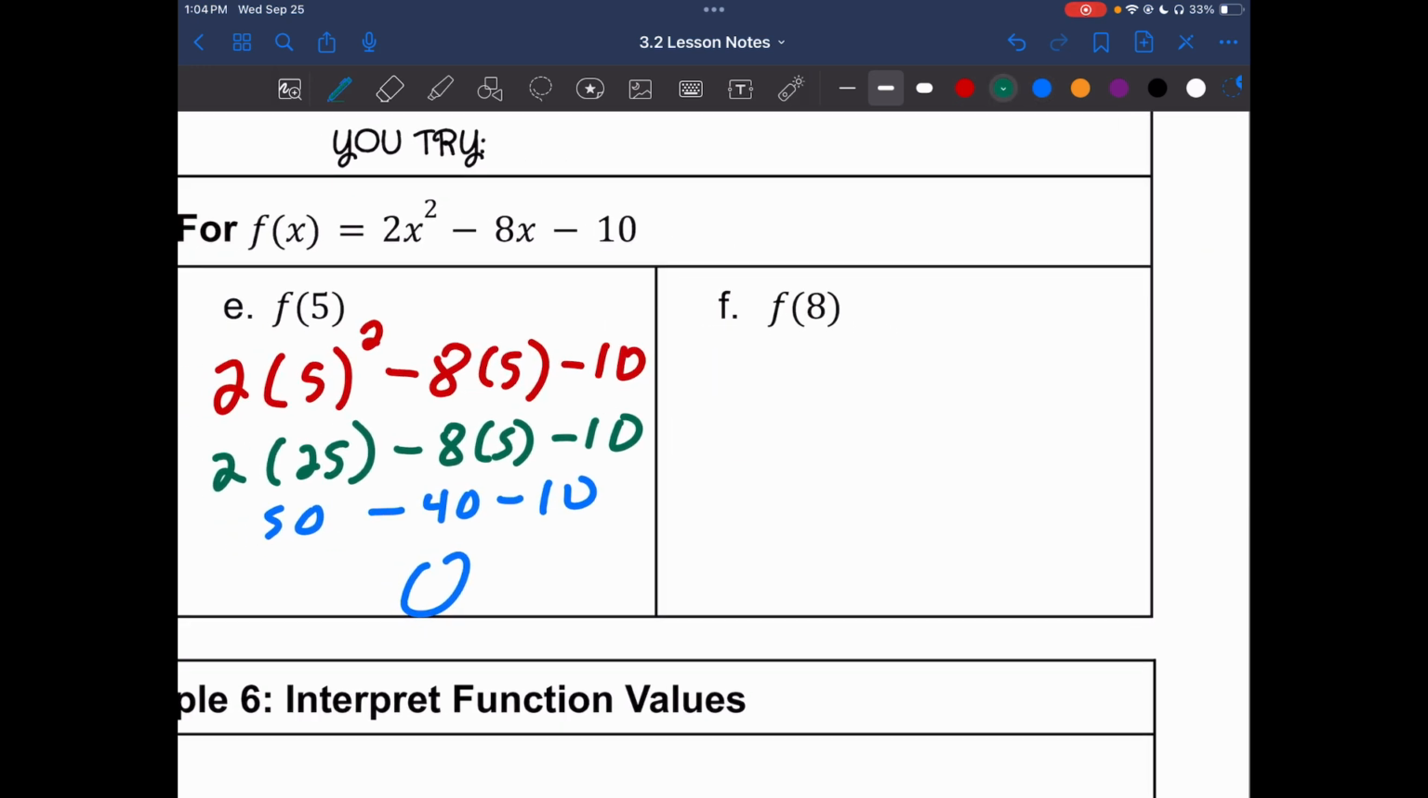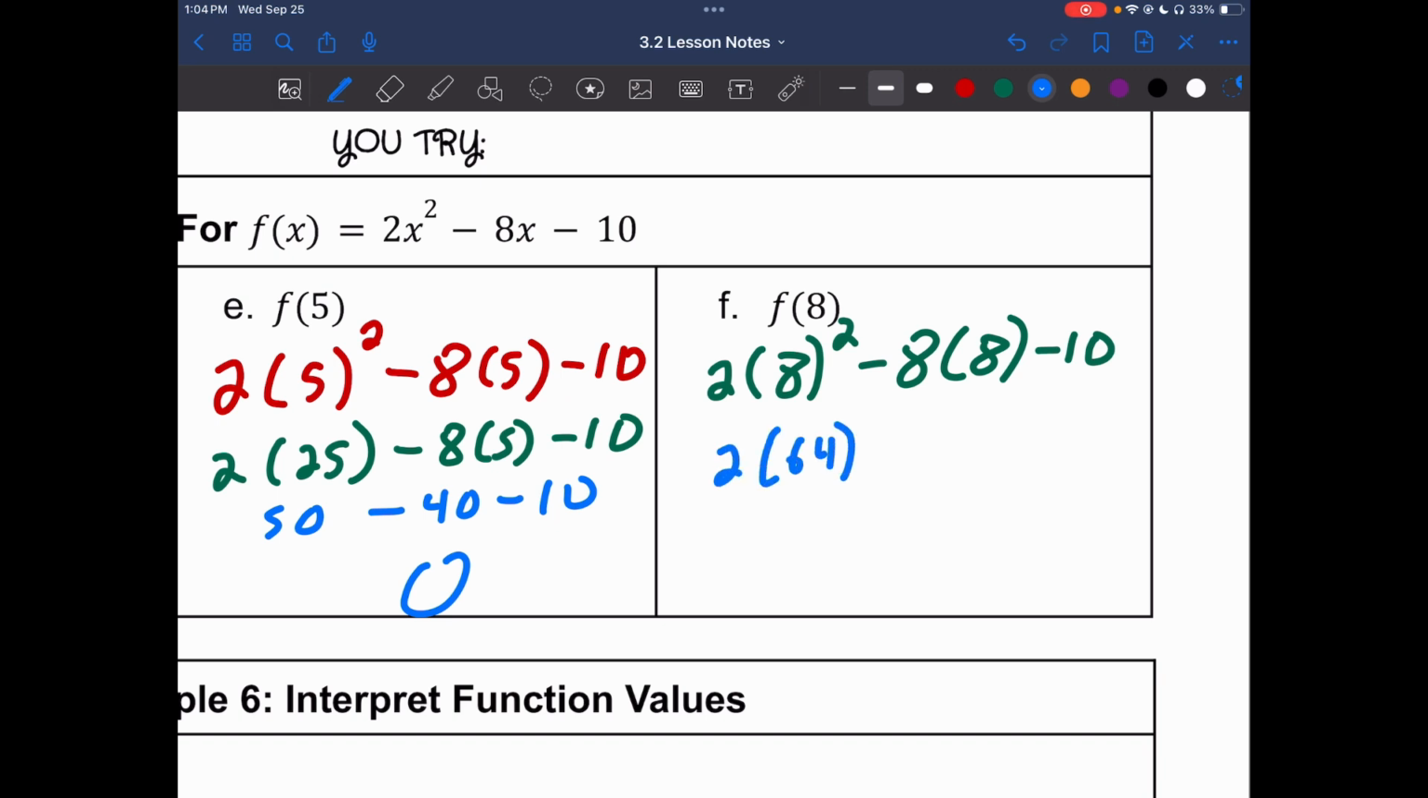And lastly, we have letter F. We have 2 times 8 squared minus 8 times 8 minus 10. First step is to do the squaring. 8 squared is 64. We've got 8 times 8, and we've got minus 10. All right, now 2 times 64 is 128, minus 64 minus 10. When we do that subtraction, we get a total of 54.